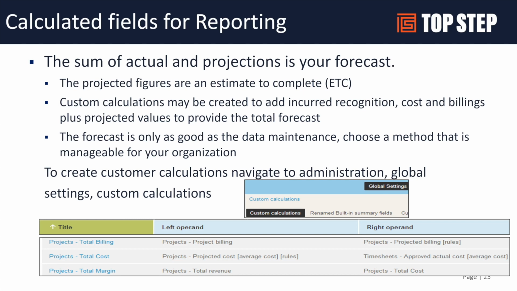Forecasting is only as good as the data. So I mentioned earlier, if you're doing good forecasting and you're getting relatively good information, it means you've got good data and good usage of OpenAir, and that's really a prerequisite for being able to get good reporting.